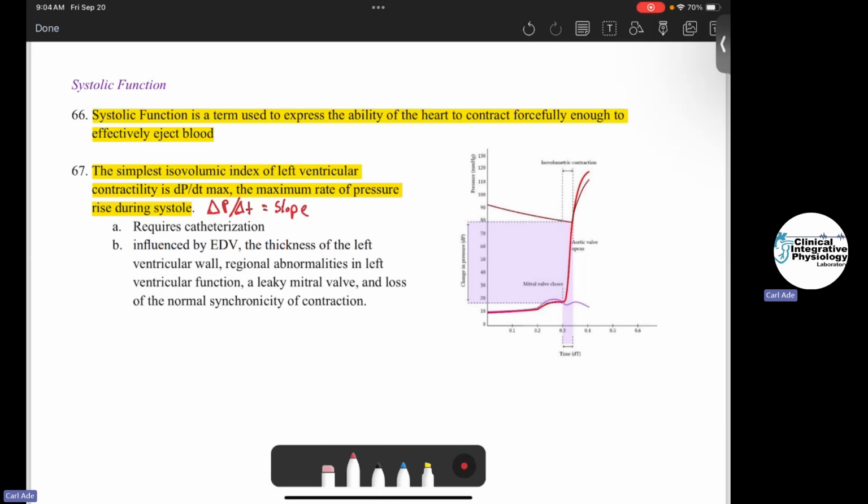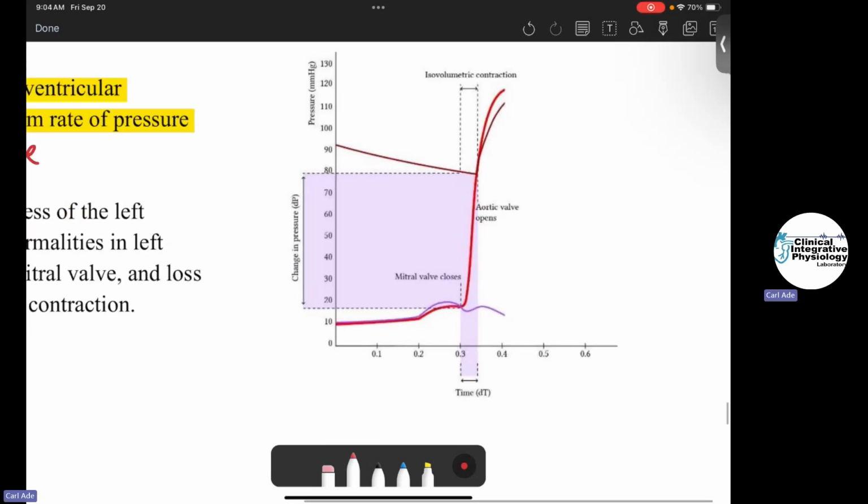So if we come over here to my figure, here's our time. Here's our change in pressure. It's really this slope. This is the dP/dt, the slope.